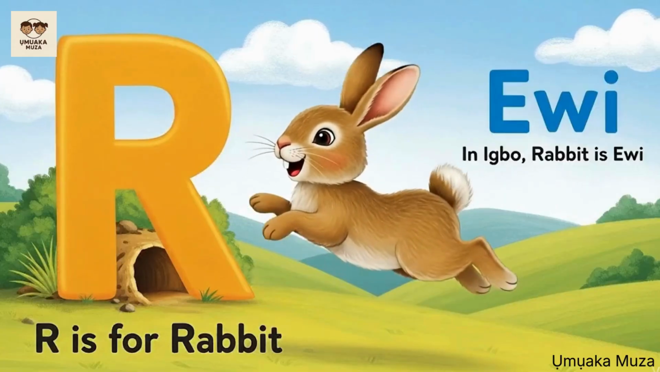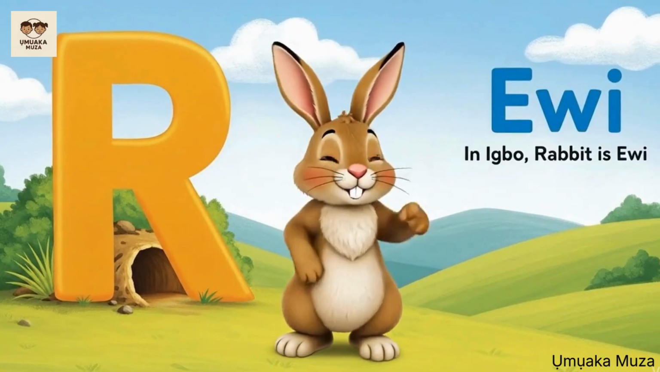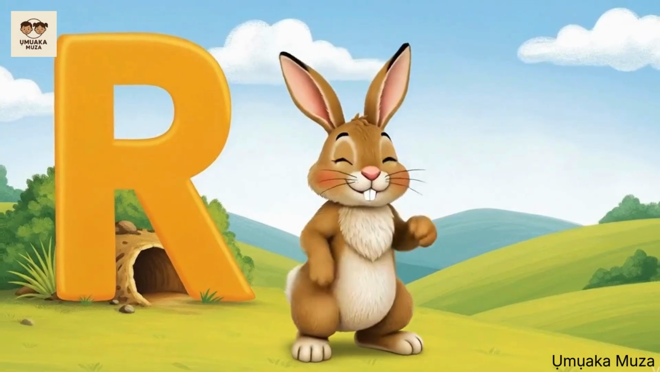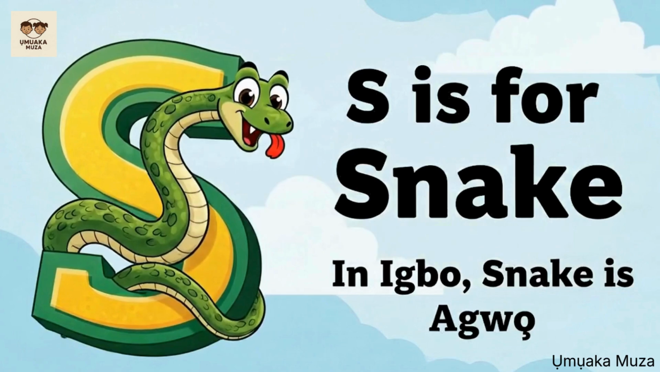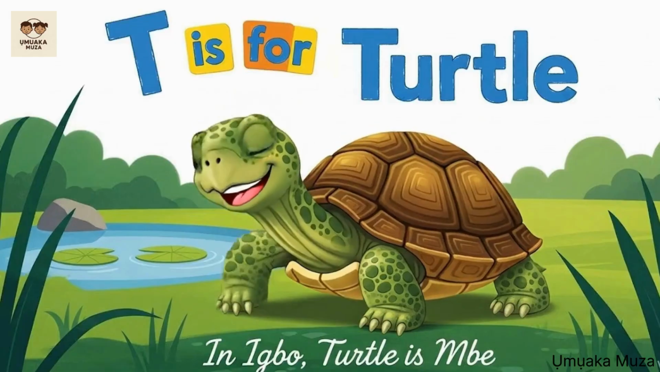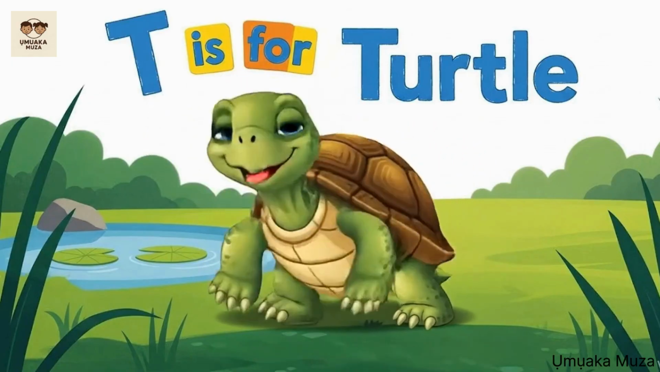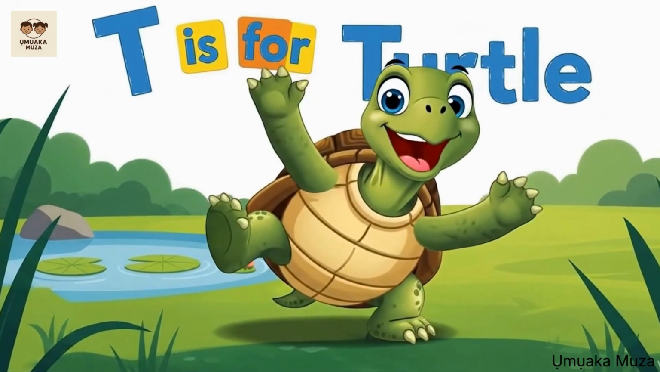R is for rabbit. Guess what? In Igbo, rabbit is Ewi. S is for snake. Guess what? In Igbo, snake is Agwo. T is for turtle. Guess what? In Igbo, turtle is Mbe.